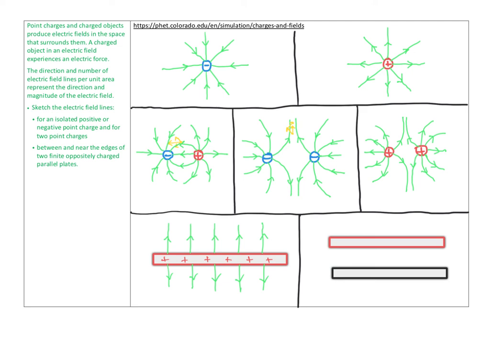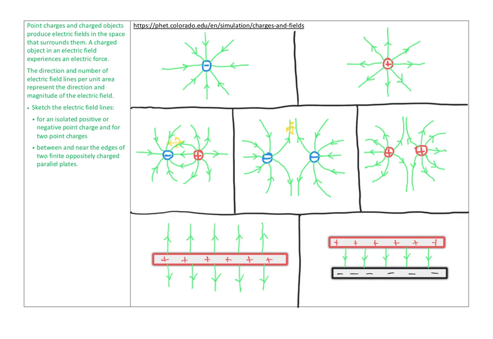And then if we had a positively charged plate here, so this is between the near and edges of two finitely opposite charged parallel plates. So this is actually the one I'm doing here. And then we had a negative charged plate here. Those field lines would go in this area. We'd get this uniform electric field, so the lines would be evenly spaced. That's how we show it's uniform. And they would go downwards, so away from the positive towards the negative.